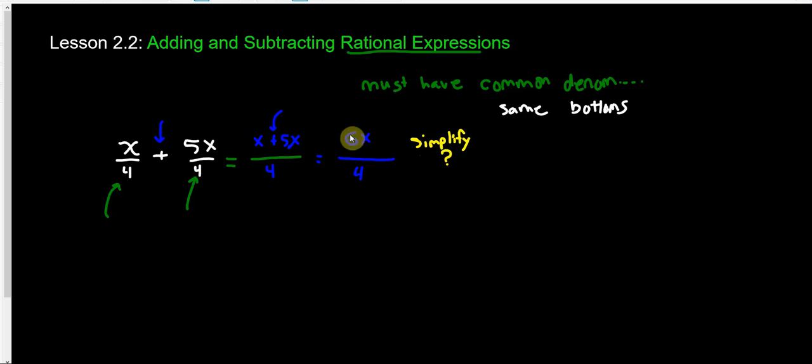And hopefully you see that with 6 and 4, I can turn 6 into 2 times 3 times x, and I can turn 4 into 2 times 2. That gives me something that will divide out or cancel out, and then I'm left with 3x over 2. But don't get caught up in the simplifying yet. Just look at this first part.